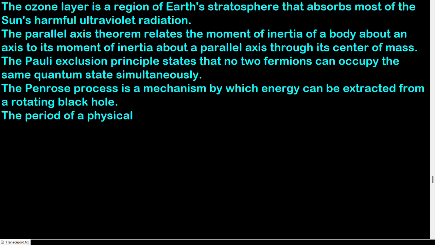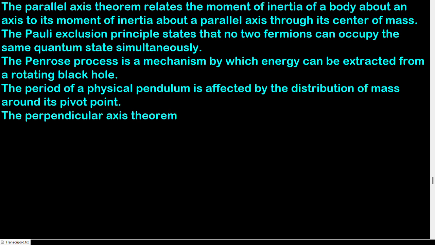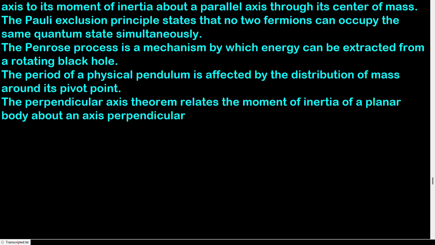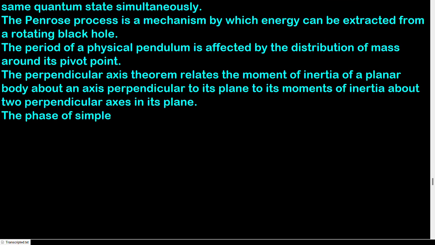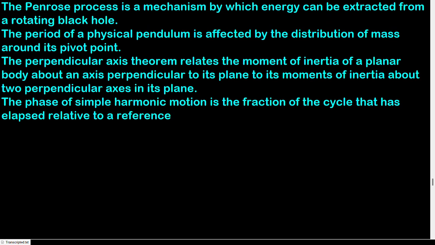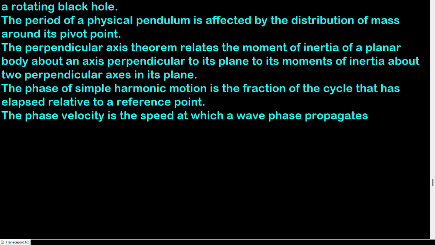The period of a physical pendulum is affected by the distribution of mass around its pivot point. The perpendicular axis theorem relates the moment of inertia of a planar body about an axis perpendicular to its plane to its moment of inertia about two perpendicular axes in its plane. The phase of simple harmonic motion is the fraction of the cycle that has elapsed relative to a reference point. The phase velocity is the speed at which a wave phase propagates.